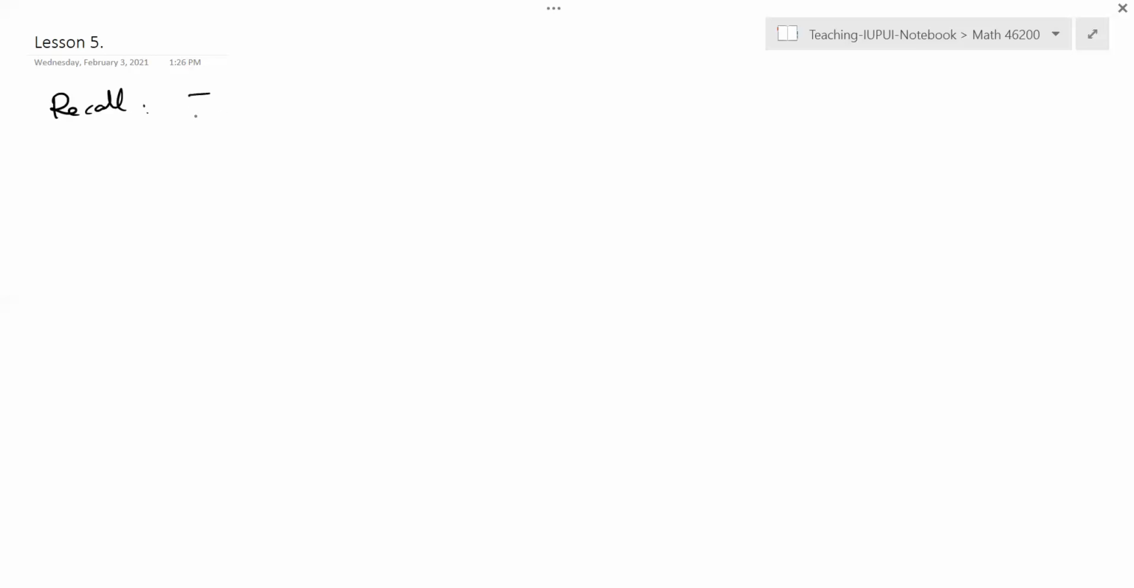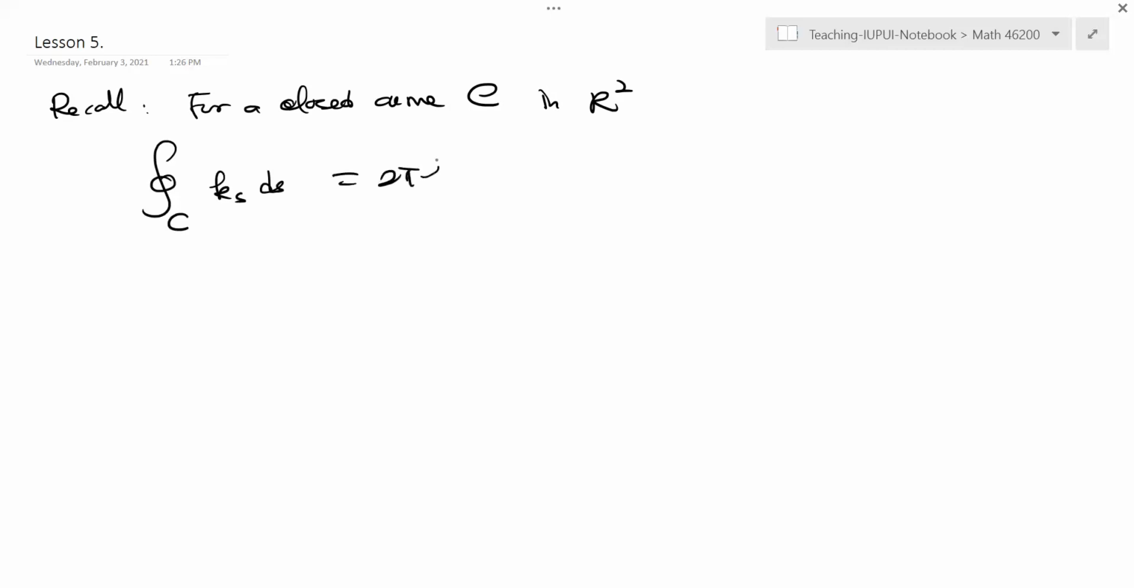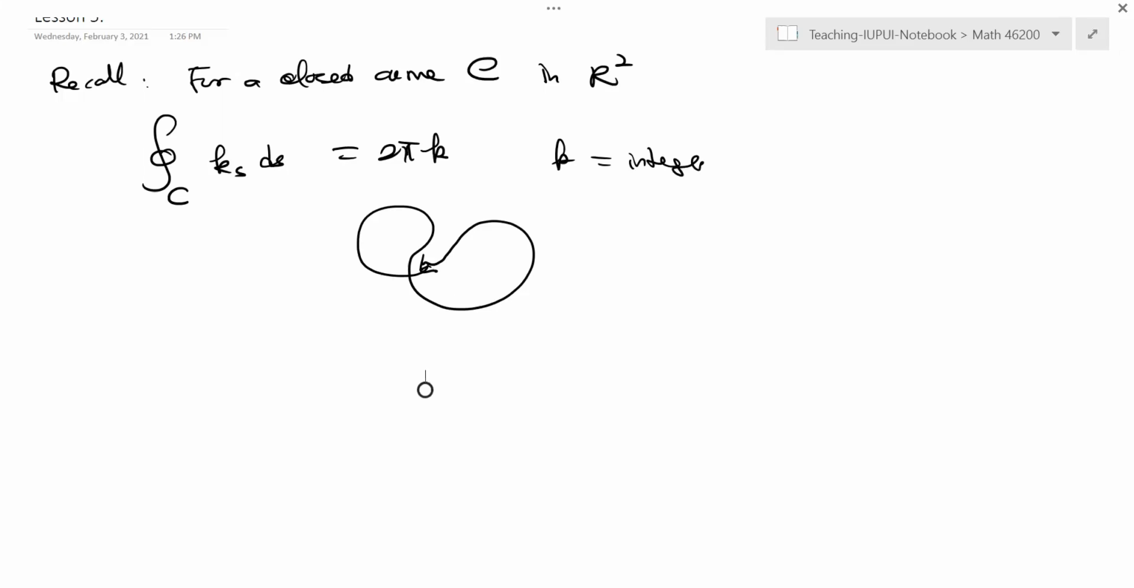For a closed curve C in R2, this is a notation called total curvature, the sine curvature. This is going to be 2πk, where k is going to be an integer. Okay, so curves could be like that. It's closed. We can come back to this again.